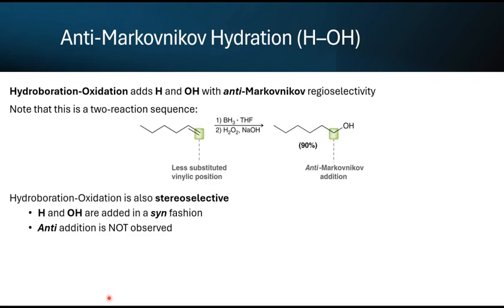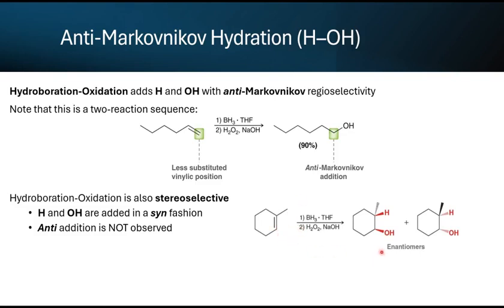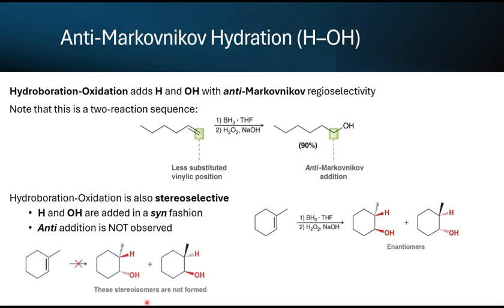Hydroboration oxidation is also stereoselective. The H and the OH are added in a syn fashion. The anti-addition is not observed. When we add these reagents to this alkene here, we would get the H and the OH added across the double bond to the same side. So we would have enantiomers, either the H and OH are coming towards us or away from us. But we are not going to observe the anti-addition, so these stereoisomers here below are not observed.